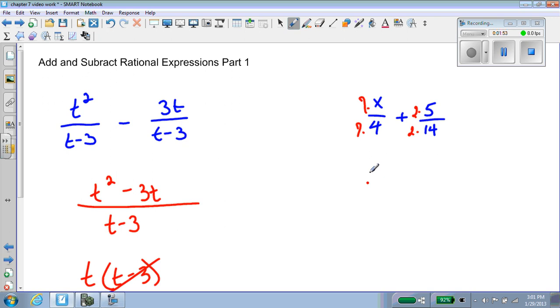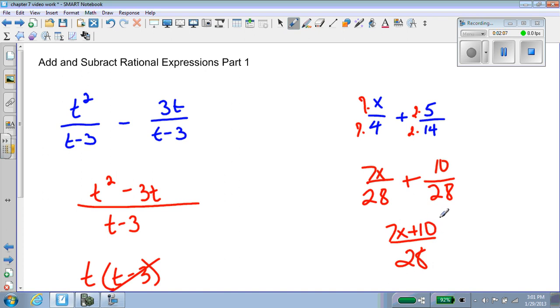Then I would get 7x over 28 plus 10 over 28. So my common denominator is 28, and my numerator is 7x plus 10. There's nothing I can factor out of my numerator. They are already sort of prime, so that answer is done.